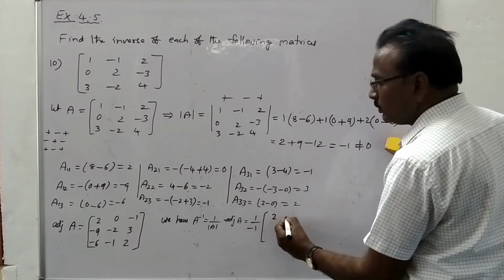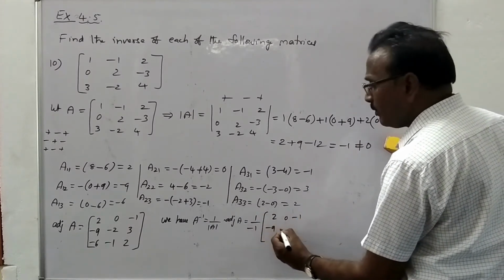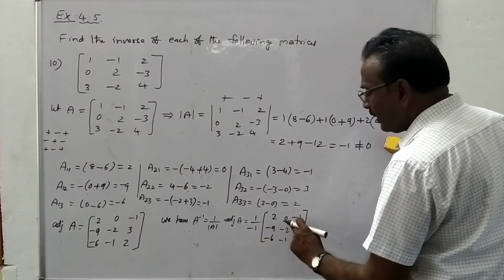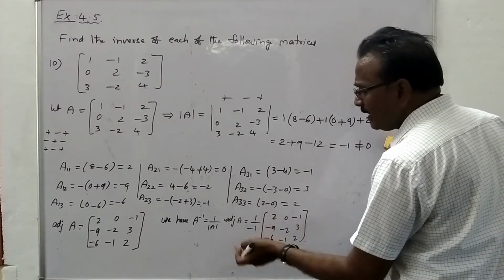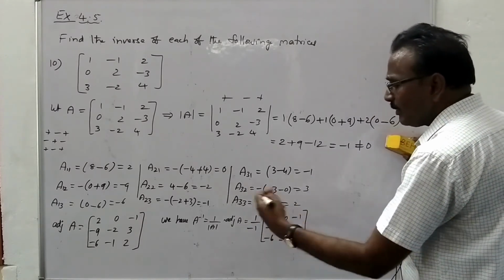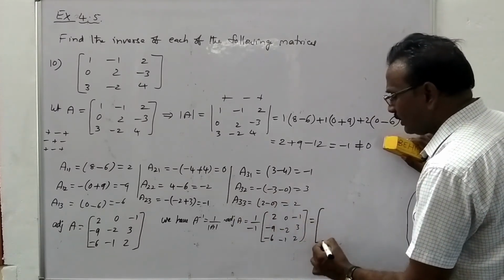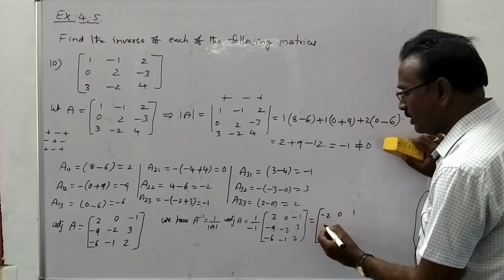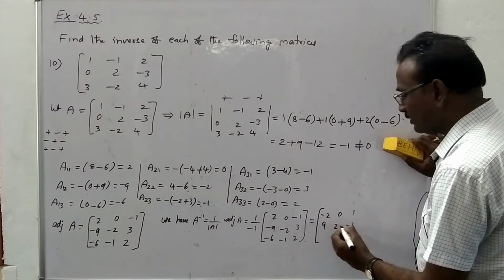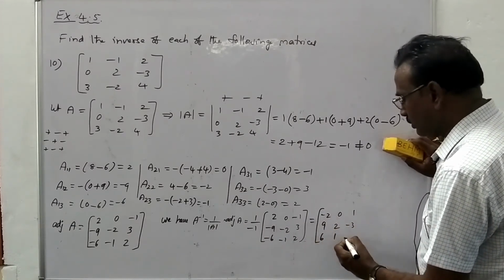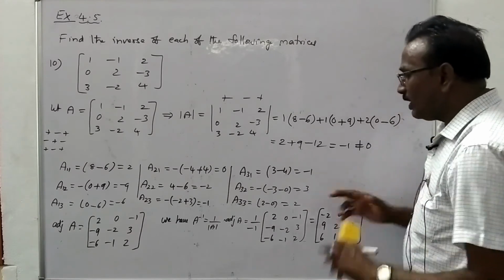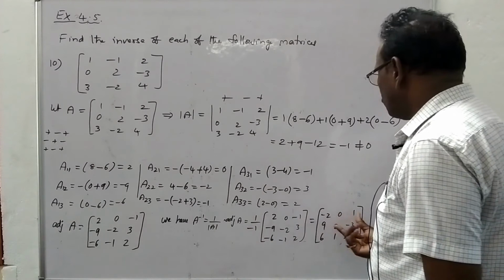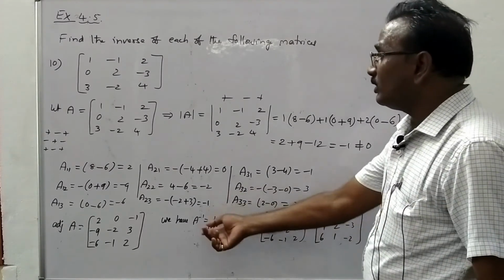So 1 by minus 1 with adjoint A: 2, 0, minus 1, minus 9, minus 2, 3, minus 6, minus 1, 2. Multiply every element by 1 by minus 1, which is minus 1. So the sign of each and every element changes: minus 2, 0, plus 1, 9, 2, minus 3, 6, 1, minus 2. So this is the required inverse of the given matrix.